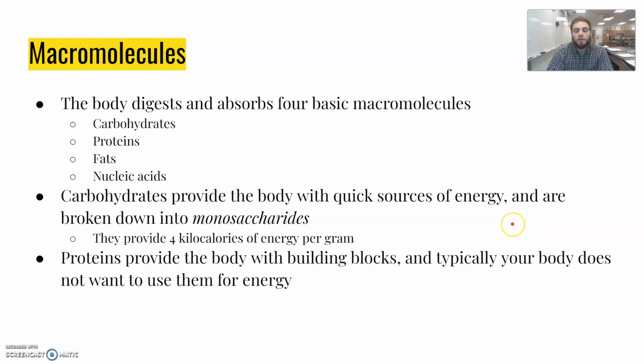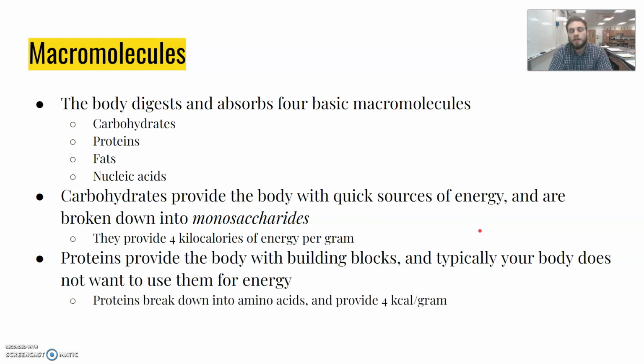And then proteins are going to provide building blocks. Typically, your body is not going to want to use proteins for energy. It would rather build tissues with these proteins. But in the event that you do need to break them down for energy, they get broken down into amino acids and provide 4 kcal per gram. This kcal is the abbreviation for kilocalories, so just showing multiple ways that we can show calories here.